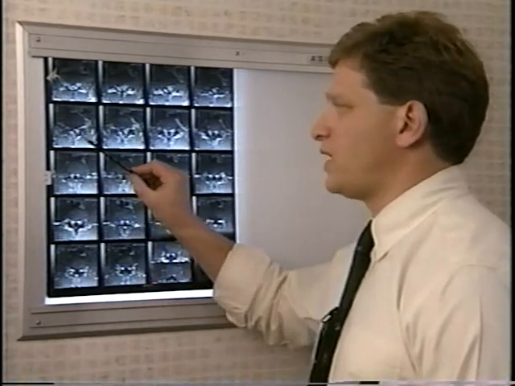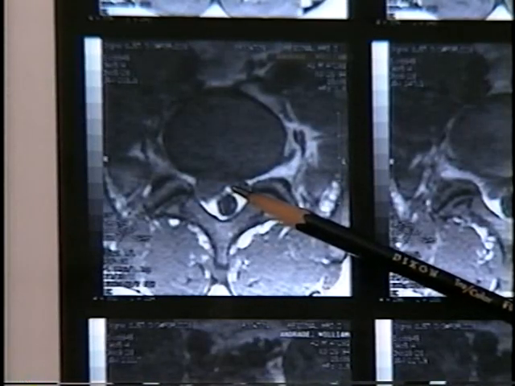MRIs are highly effective tools for imaging the non-bony portions of the spine. They can be useful in diagnosing spinal stenosis caused by hypertrophy of the ligamentous tissues in the spine, or for intraspinal tumors. In this MRI, we see a very large disc herniation ablating the nerve root.